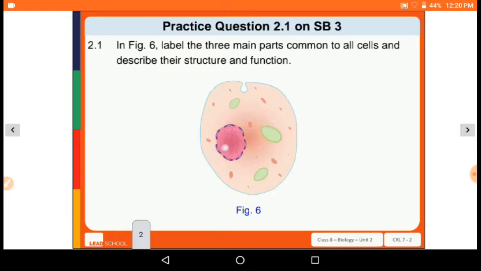Question number 2.1 in your supplementary book, page number 3. The question is: in figure number 6, you can see the figure in your supplementary book. Label the three main parts common to all cells and describe their structure and function.